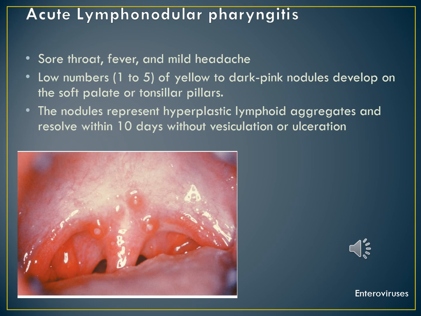Acute lymphonodular pharyngitis is seen in enterovirus infection. It is characterized by sore throat, fever, and mild headache, which may last from 4 to 14 days. Low numbers, 1 to 5 or below, of dark pink nodules develop on the soft palate or tonsillar pillars. The nodules represent hyperplastic lymphoid aggregates and resolve within 10 days without vesiculation or ulceration.